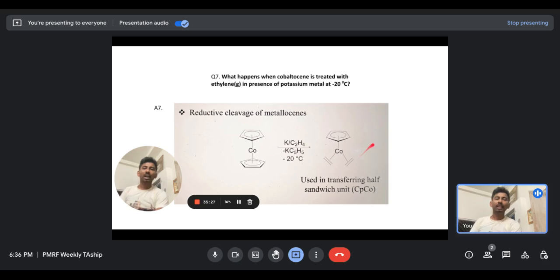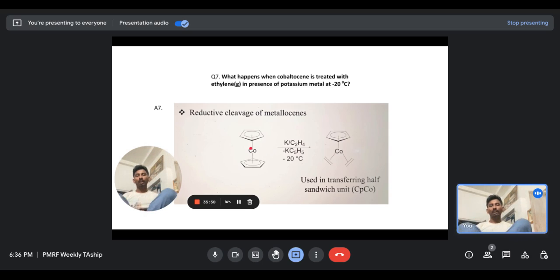The next question is regarding what happens when cobaltocene is treated with ethylene gas in the presence of potassium metal at minus 20 degrees Celsius. Firstly, this is a very popular question on reductive cleavage of a metallocene. This metallocene is cobaltocene, that is cobalt Cp2. Cobalt is in the plus 2 oxidation state.